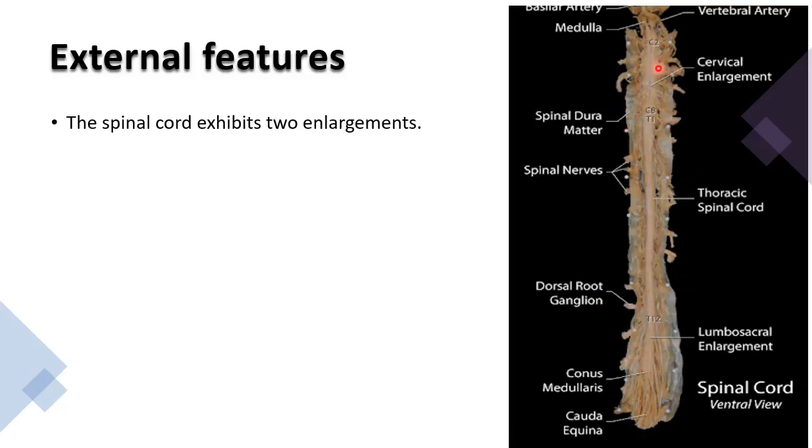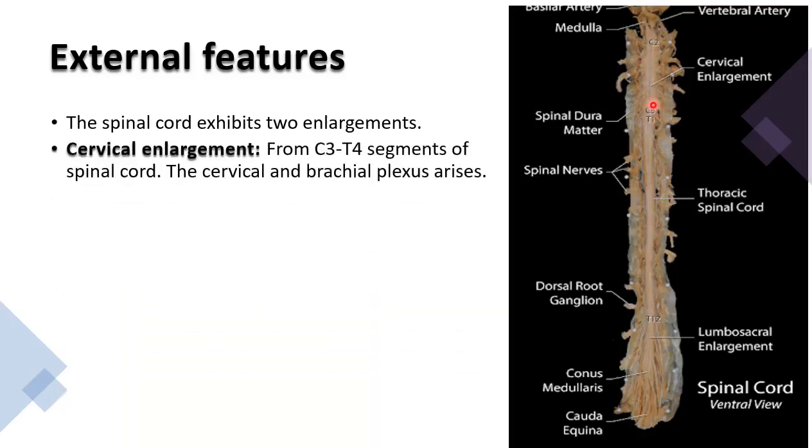Here the spinal cord is very thick and bulged, especially extending from C3 to T1 or T2. So it is called the cervical enlargement. From here the cervical and brachial plexus arise. The brachial plexus especially is going to innervate your upper limb. Apart from the trunk of the body, since the limbs are considered appendages, outward growth, naturally you need more nervous tissue to supply them.